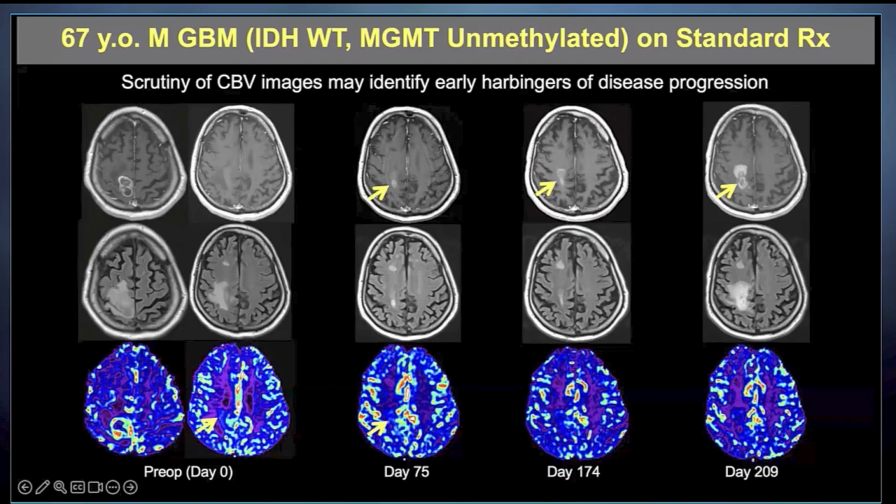But over time, after resection, we see the development and growth of contrast enhancement at the site of this CBV elevation. So this was a case where the CBV elevation was potentially helpful for identifying an early harbinger of disease progression. I think this is an example, and we might talk about this later on future directions, where some more sophisticated software might be helpful for better delineating these areas of subtle CBV elevation and separating it from the background of cortical CBV elevation that Leland talked about previously.